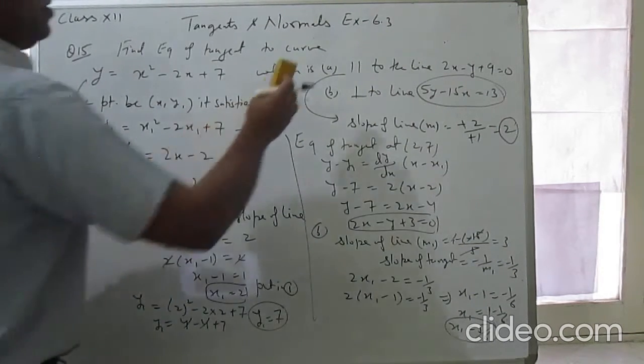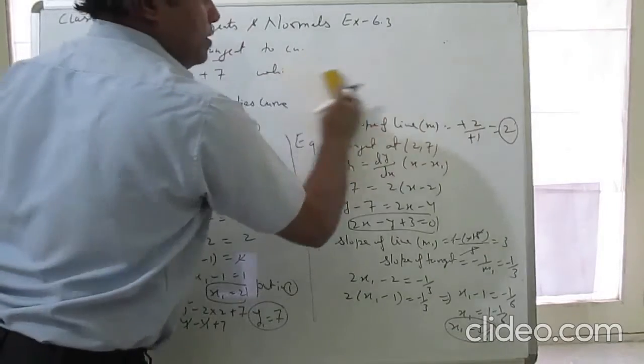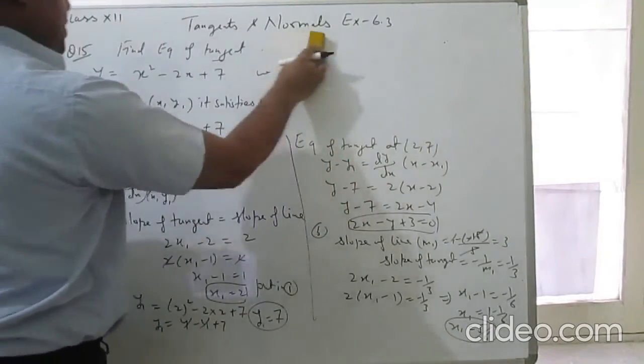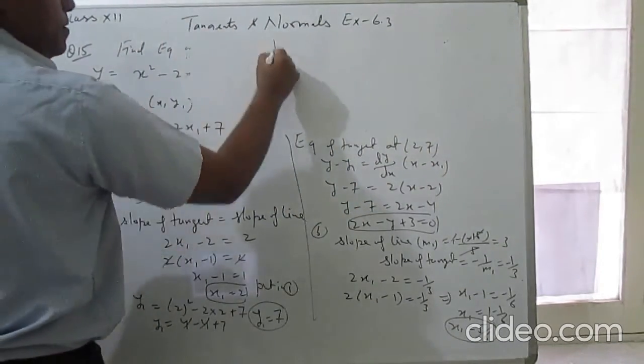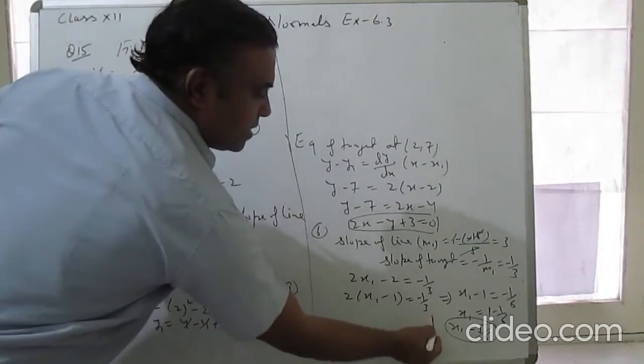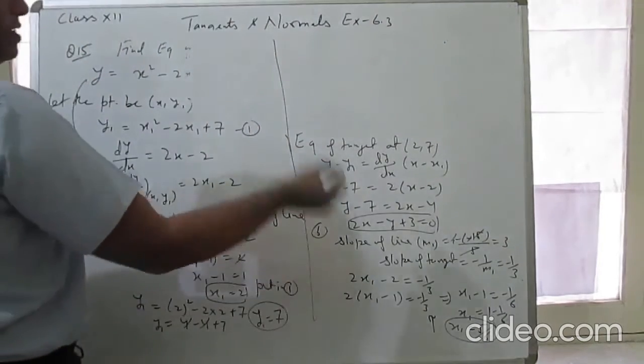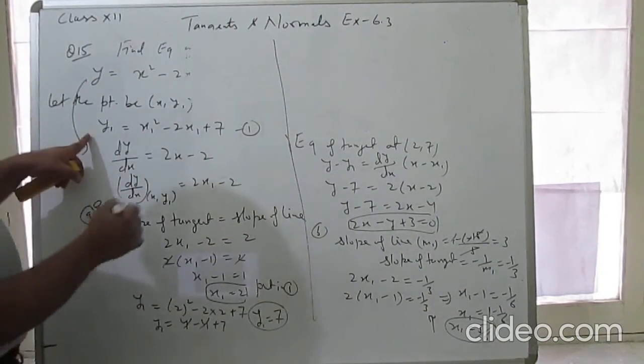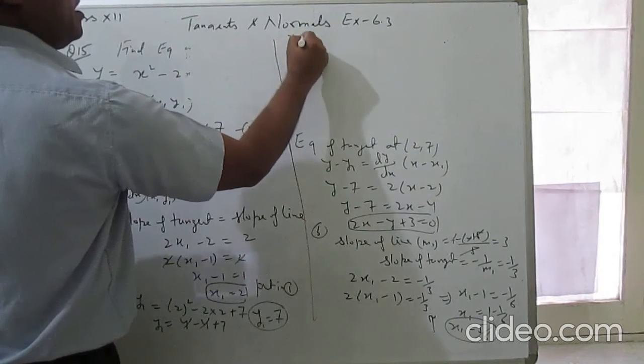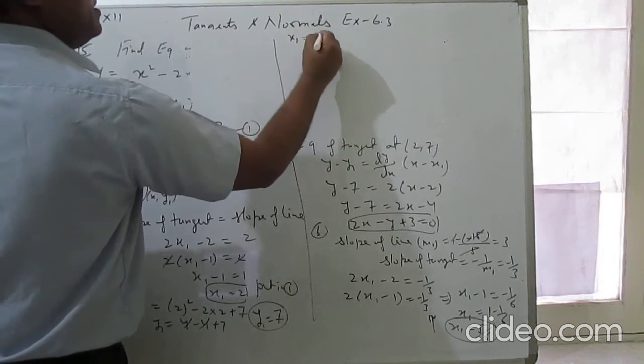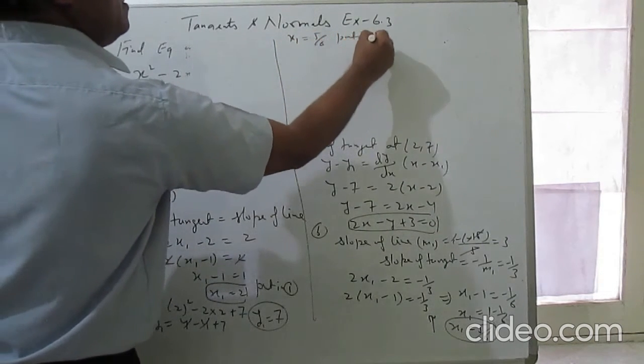Now the remaining part I will do here. Now x1 is 5 by 6. So put in equation 2: x1 is equal to 5 by 6. Put in 1.